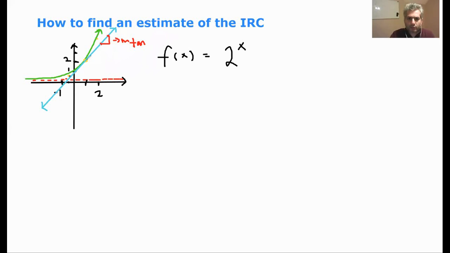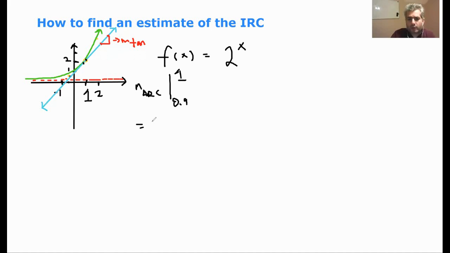So let me just, to be more specific, let's say we know that this is x equals 1. I'm going to choose my first 2 points. One is going to be 0.9 and one is going to be at 1. So we're going to start first by finding the slope of the average rate of change between x is 0.9 and x is 1. So how do we do that?